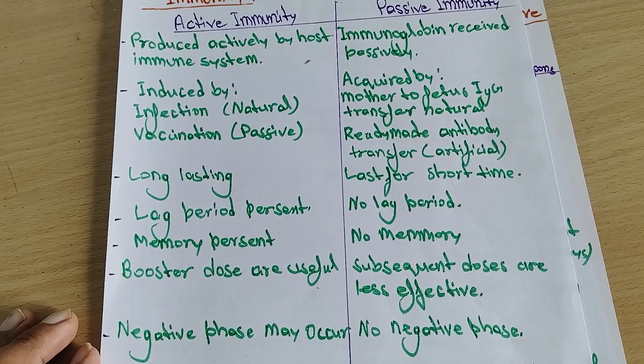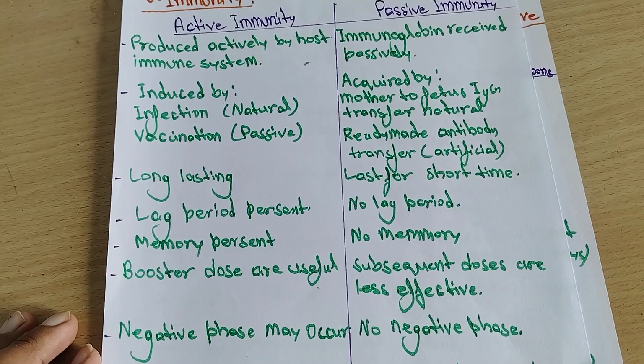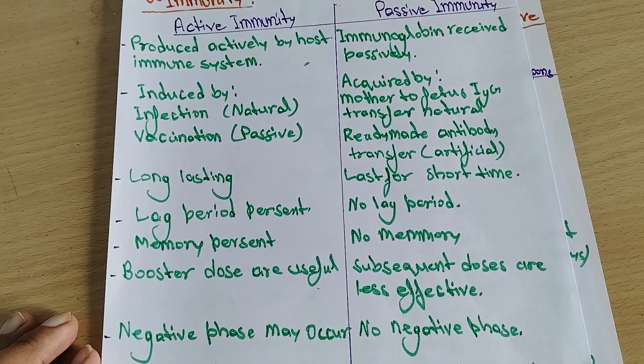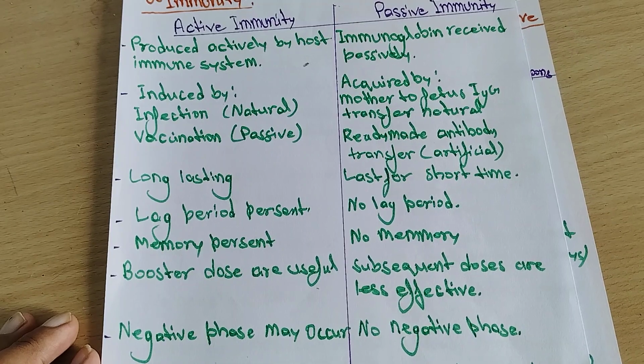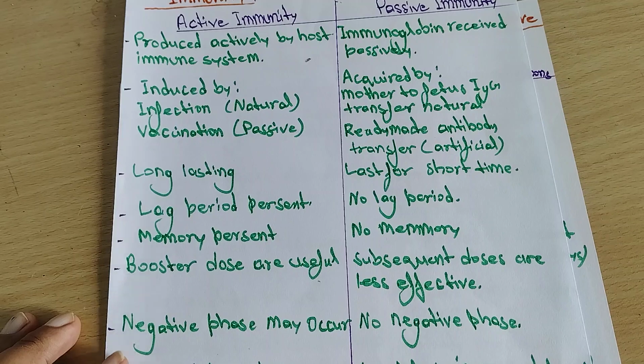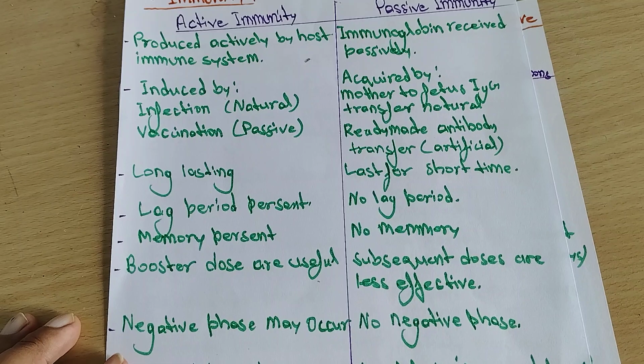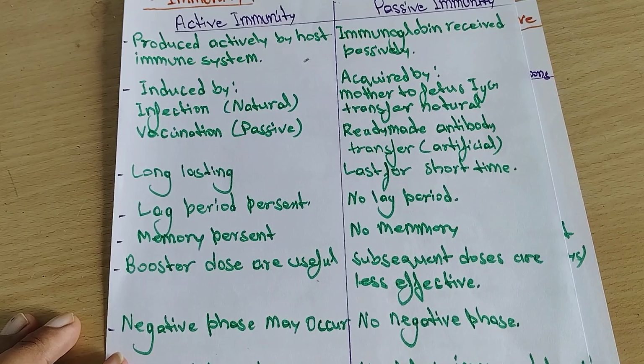In case of active acquired immunity, memory is present. In case of passive acquired immunity, no memory is present. In active acquired immunity, booster doses are useful. In passive acquired immunity, subsequent doses are less effective, as antibody formation also takes place against the immunoglobulin injected previously.